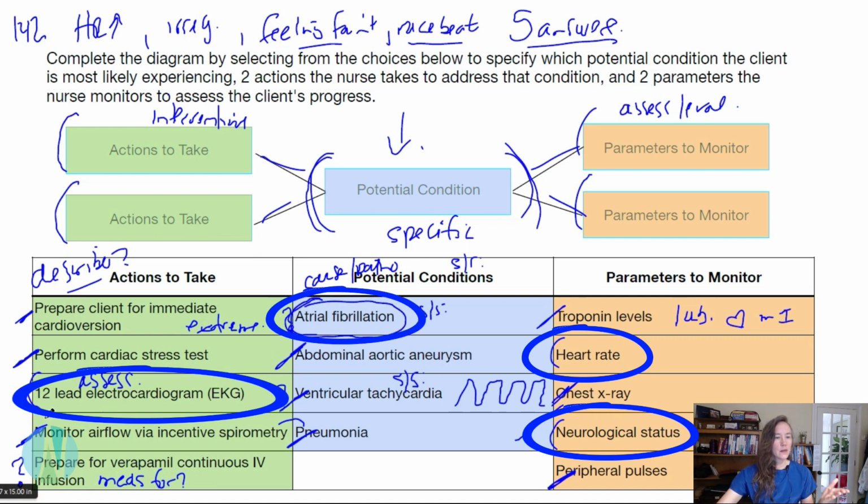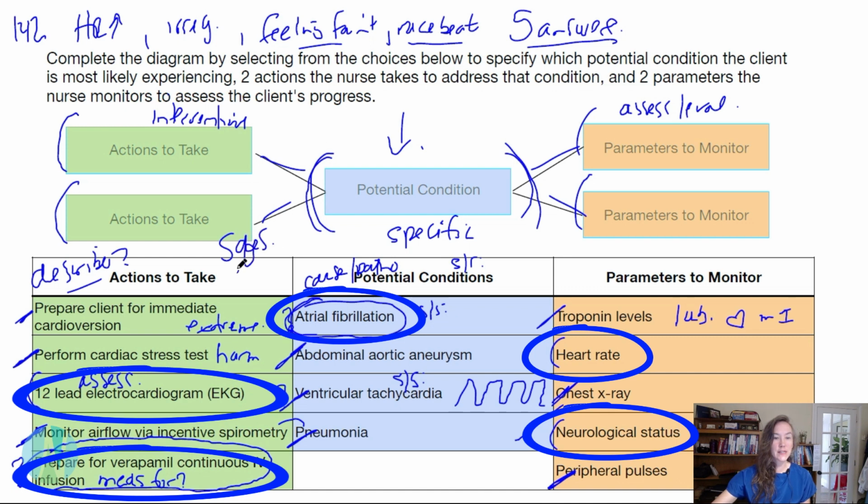And then the only answer to me that makes sense for a dysrhythmia and having symptoms, I don't want to pick the extreme answer. I don't want to pick the cardiac stress test that's going to harm them more. So I'm going to go with the medication. I might be wrong, but to me it seems like the safest answer. And safety is definitely a big strategy on the NCLEX. And then I have my heart rate and my neuro status to tell me how they're doing. Those are the answers. And if you're not sure what verapamil is, it's a calcium channel blocker. It helps decrease that heart rate and will hopefully put them back into a normal sinus rhythm and help with those symptoms.